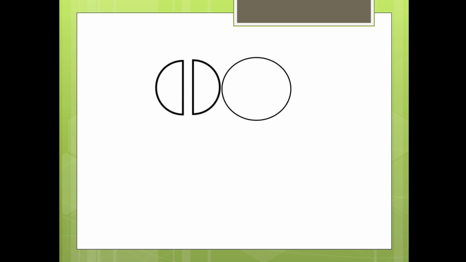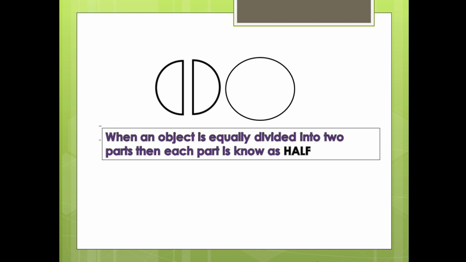Now, what is this? This is a whole circle. Yes or no? Are you seeing the circle? This is a whole circle. And if this circle I have divided into 2 parts like this, yes or no? How many parts have I divided? This is the first part and this is the second part. I have divided it into 2 parts. So when an object is equally divided into 2 parts, then each part is known as half. H-A-L-F, half.